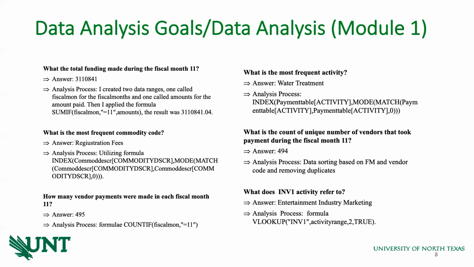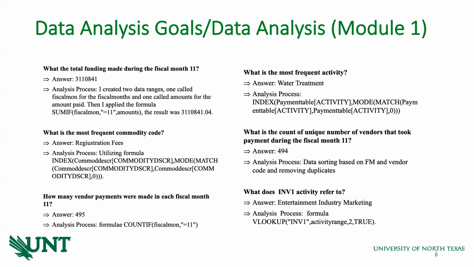I came up with the next question. What is the total funding made during the fiscal month 11? In order to do that, what I did was I utilized this formula: SUMIF fiscal month equal to 11, amounts. So that means I'm only adding things when the fiscal month was 11, and that gave me the value for that one. So the next question I came up with was which was the most frequently used commodity code.